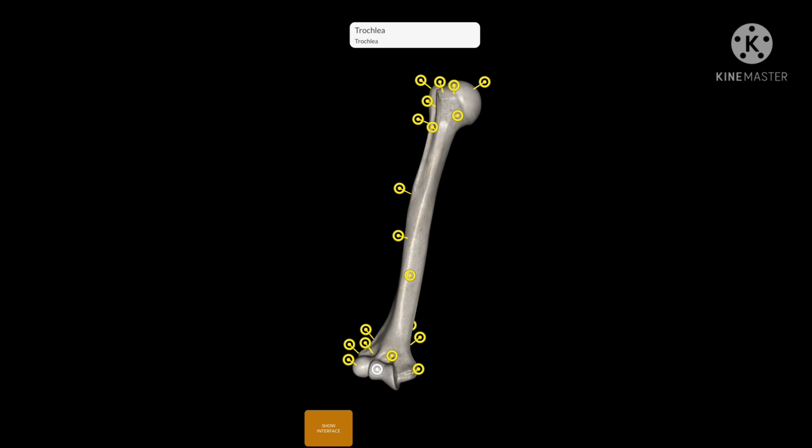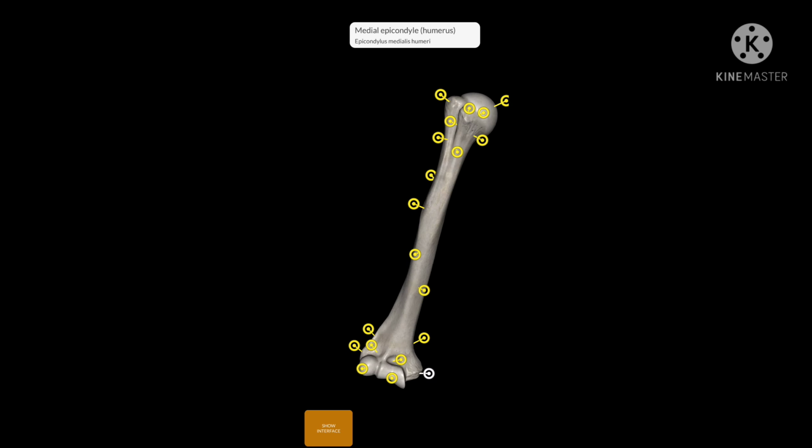And this is the medial side. The medial edge of the trochlea projects down 6 mm more than the lateral edge, and this results in the formation of the carry angle. I hope I showed you that it acts like a pulley. When you flex your hand, it brings your forearm towards the arm.